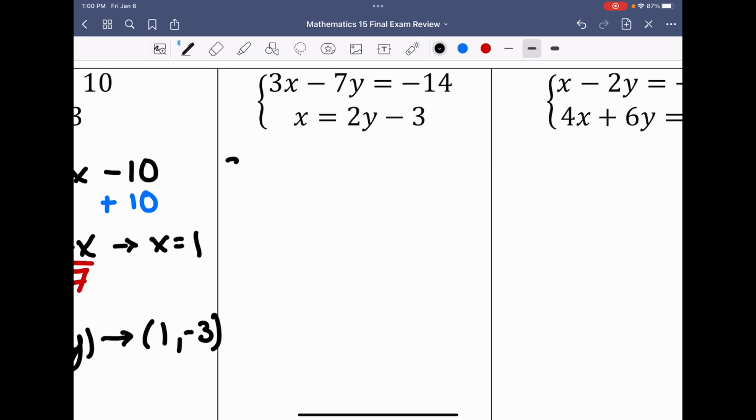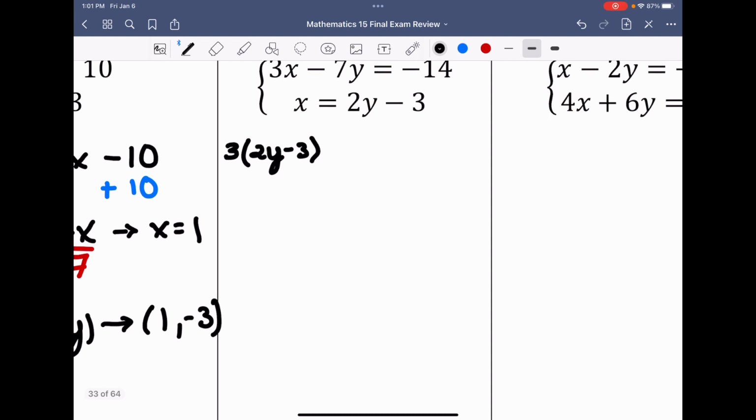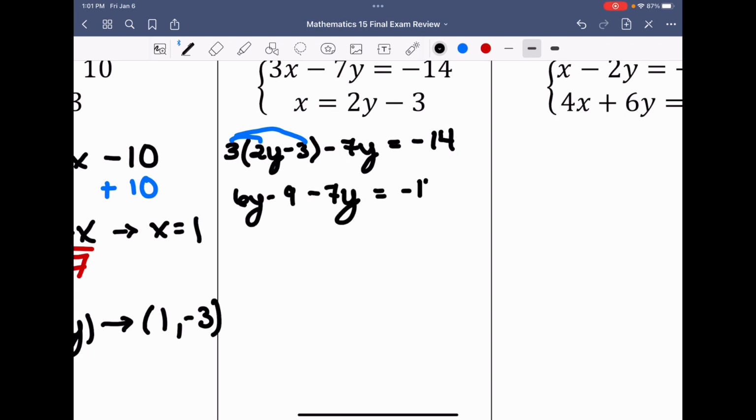I'm going to write out 3 times, what was all of x equal to? 2y minus 3. We take everything x was equal to, 2y minus 3. I've substituted everything here into the value of x. So this is going to be minus 7y is equal to -14. I'm going to expand out that monomial by binomial, or do this expansion. That's going to be 6y minus 9 minus 7y is equal to -14.